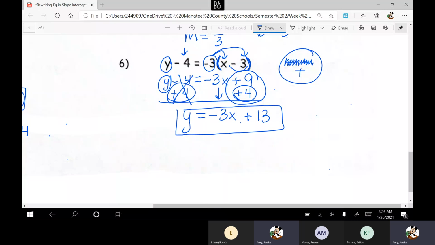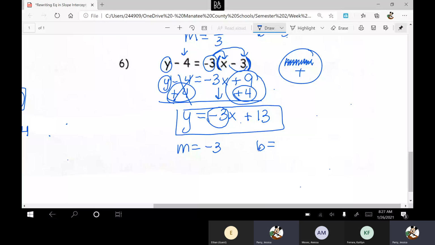Now it's in slope-intercept form, writing out m equals, b equals, where m is the number in front of x. And what's the number in front of x here? This one is the negative 3. Negative 3. Perfect. And then what is the number after x? What's b, the y-intercept? Positive 13. Awesome. Thank you.